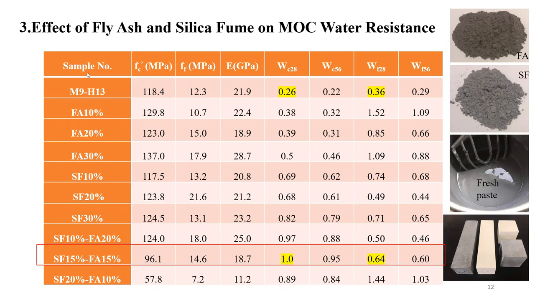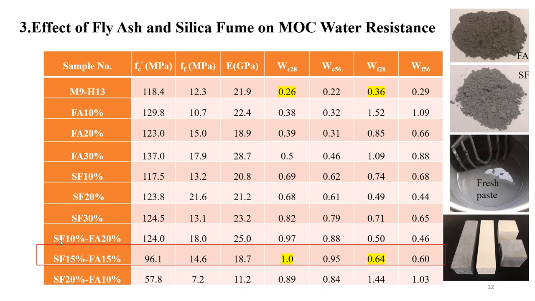So here we add different proportions of fly ash, FA, ranging from 10%, 20% to 30%. We also add different proportions of silica fume, SF, ranging from 10%, 20% to 30%. And then to see the hybrid effect of fly ash and silica fume, we hybridize the silica fume and the fly ash and try different mix proportions.